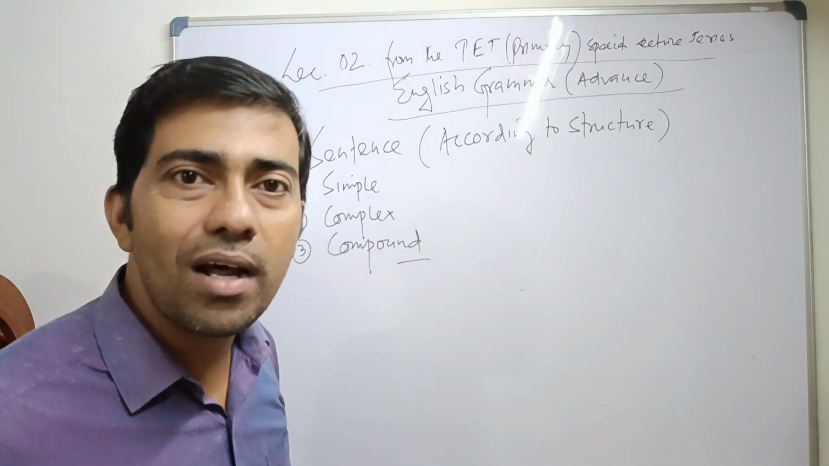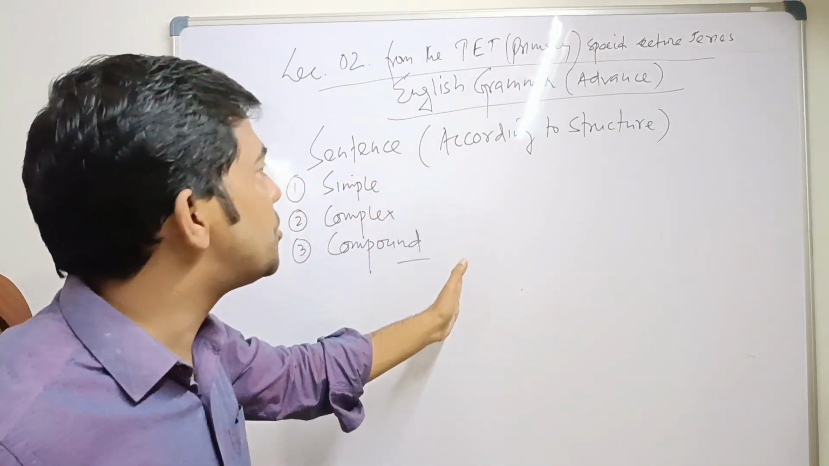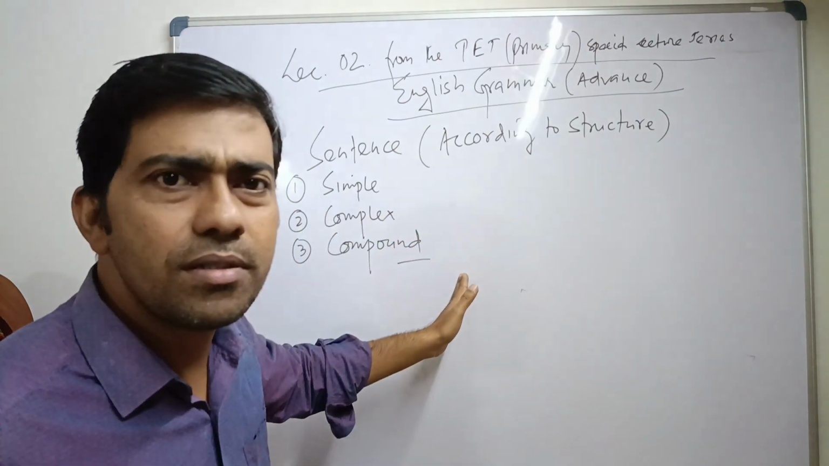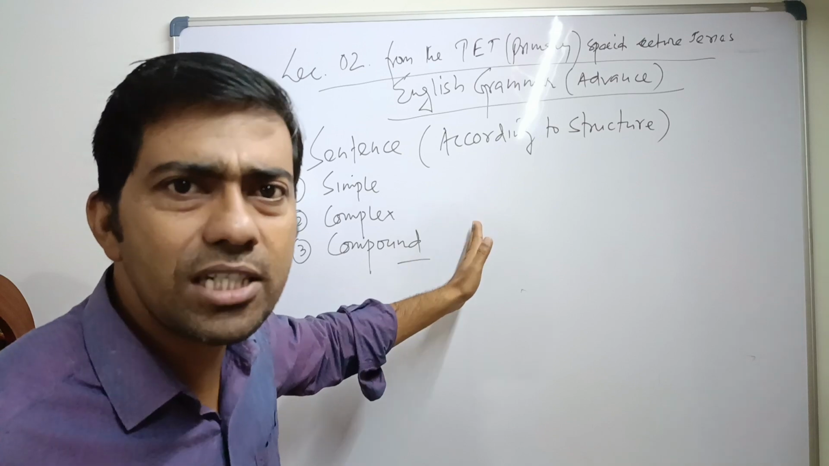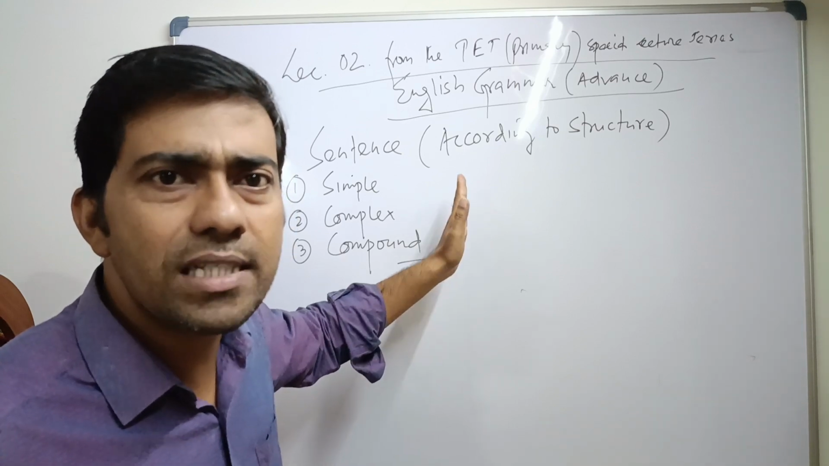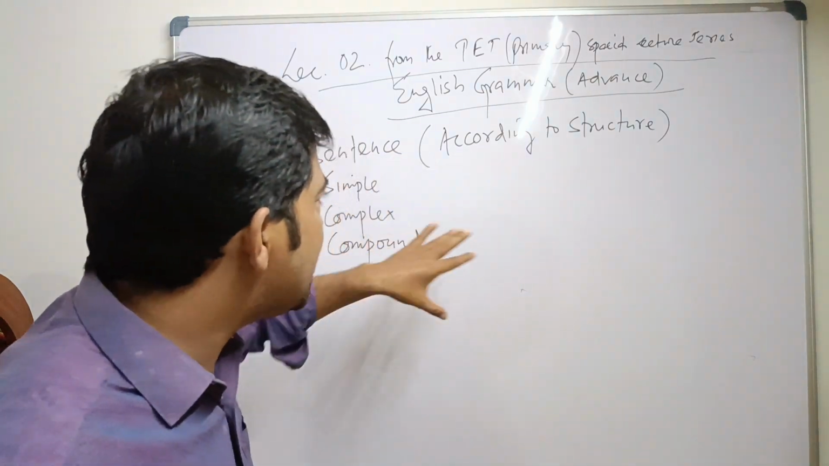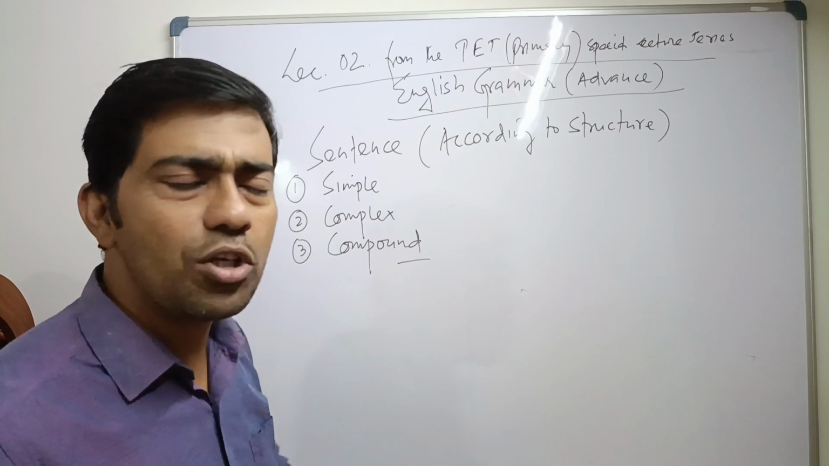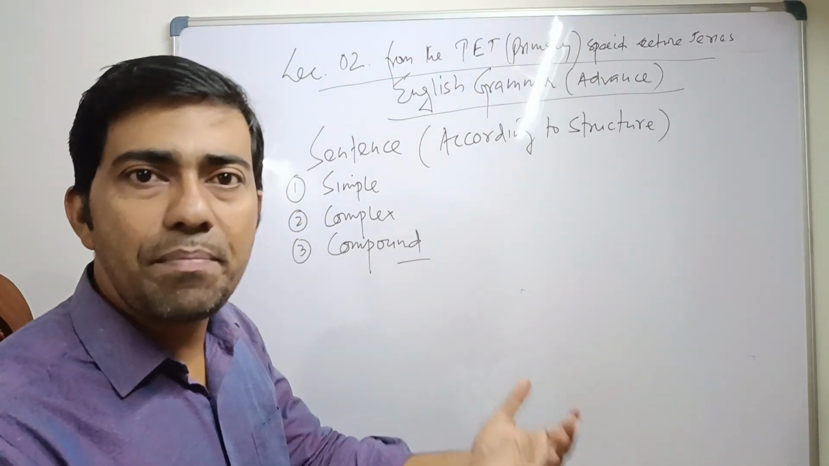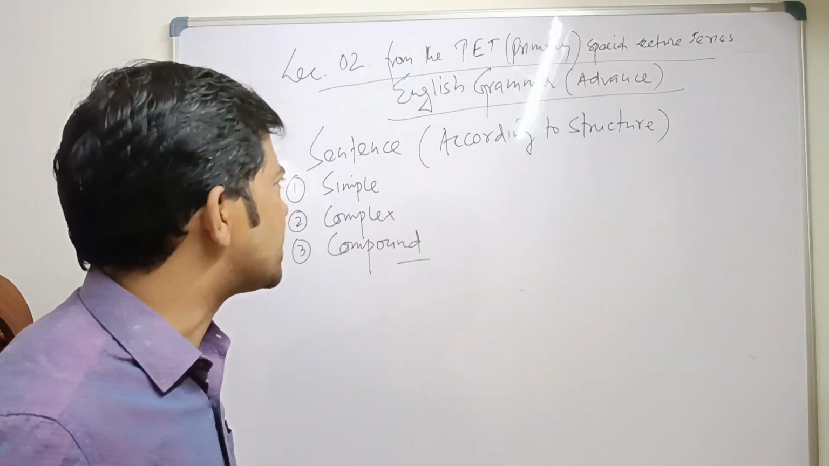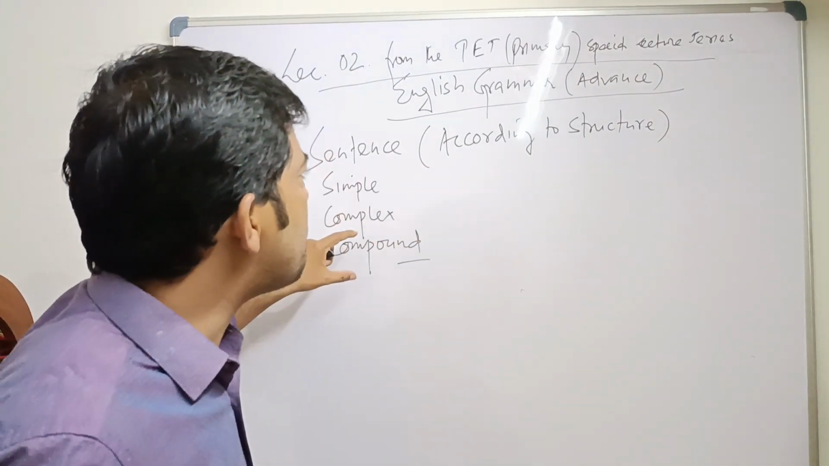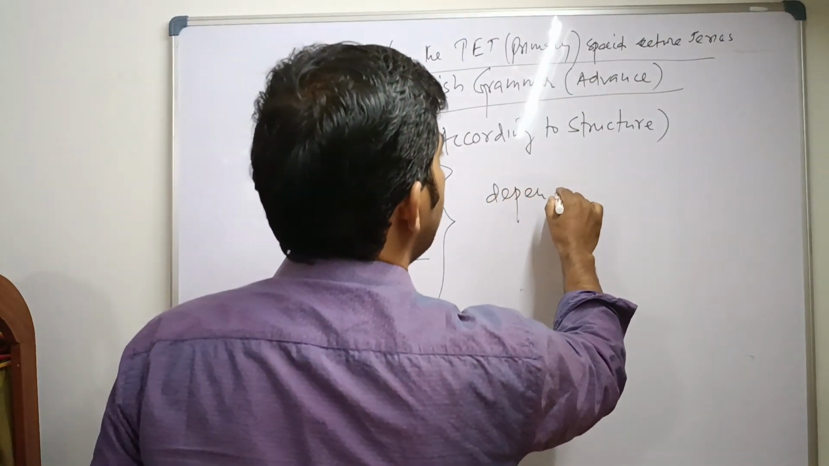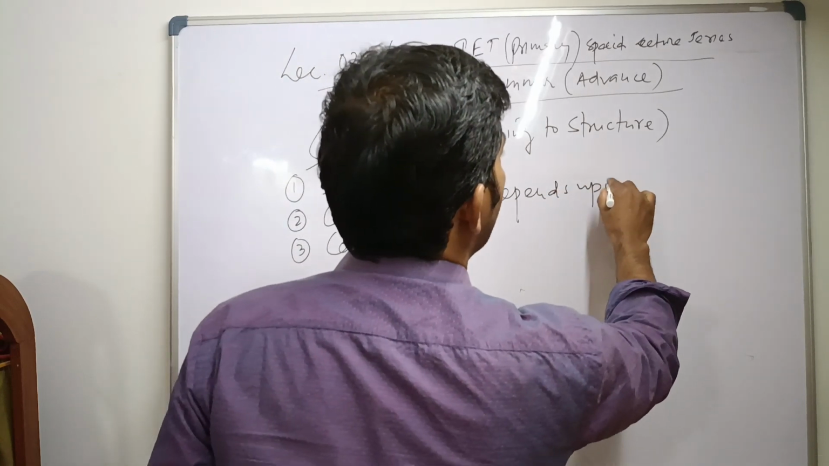We will learn today the hidden part of these classifications, hidden questions that may come in your exam question papers, behind the scene, or you can say the apparent meaning of this classification. So simple sentence, complex sentence, compound sentence, these all depend upon clause.